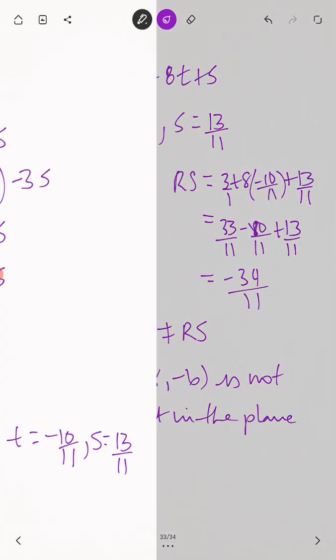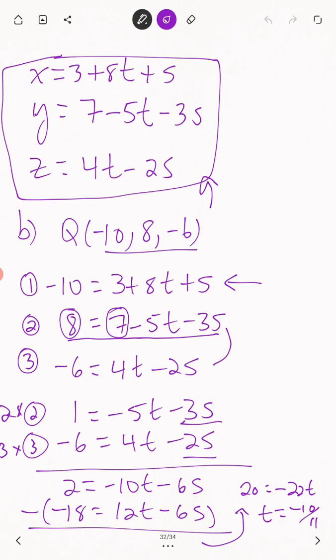Now I just want to go back a minute and make sure I didn't make a calculation error over here. So I'm looking at where I solved by elimination. Equation 1 is 8 equals 7 minus 5t minus 3s. That's 1 equals negative 5t minus 3s. And then I multiplied this by 2: 2 equals negative 10t minus 6s. Equation 3: negative 18 equals 12t minus 6s. Subtract them. 2 minus negative 18 is 20. Negative 10 minus 12 is negative 22.